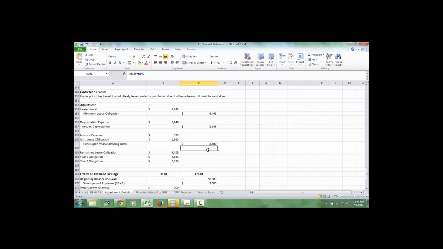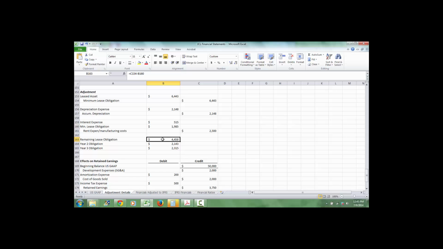This is what we originally did. We pay. It doesn't affect the cash. The cash still went out. But the manufacturing expenses, we're going to reduce expenses because we already had depreciation. And we have interest expense as well. And then we reduce the lease obligation when we make a payment.